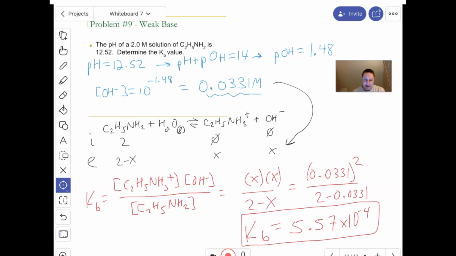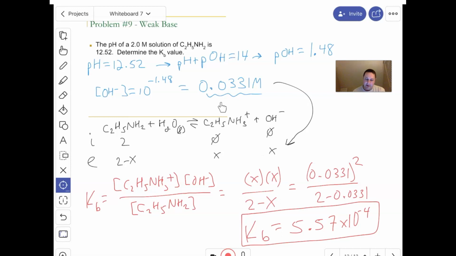And I kind of saved that, and separately, I wrote out the equilibrium here for what the base does. When it reacts with liquid water, it gets protonated, it steals a proton from water, and it makes the protonated base plus hydroxide. So initially we started with 2 molar of the base, nothing of the other 2 species. And then at equilibrium, we're going to lose some of this, so 2 minus X. And then we're going to gain X of both of those.